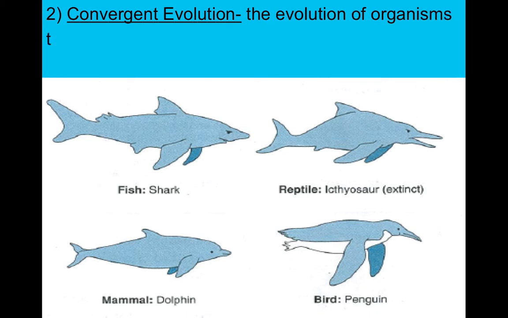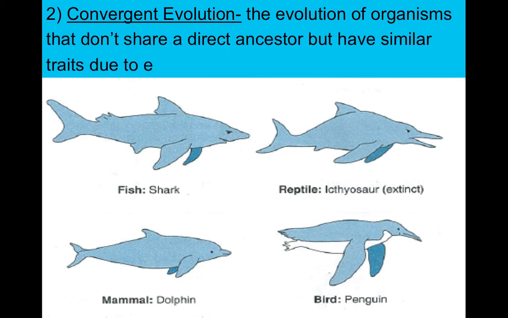Okay, then we also have what's called convergent evolution, which is the evolution of organisms that don't share a direct ancestor, but do have similar traits due to evolving into a similar niche. So in this case, their ancestor is not the same, but they're converging, which is kind of like coming together on a very similar body design.